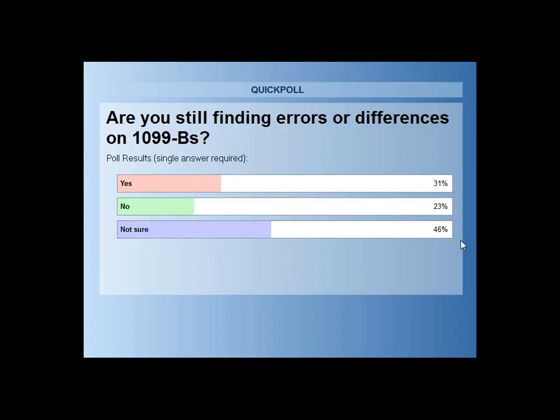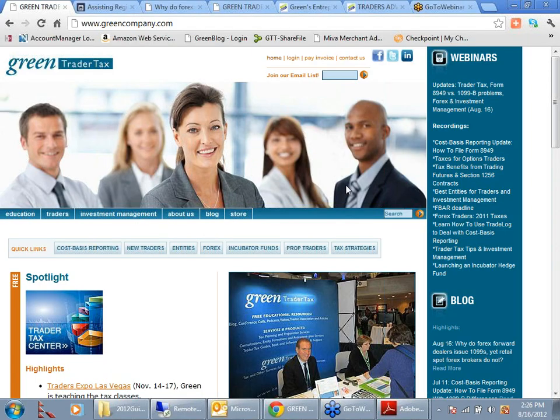31% are still finding errors and differences. 23% no. 46% are not sure. That's a lot of uncertainty. So you can see these numbers indicate that there's still a big problem all around.